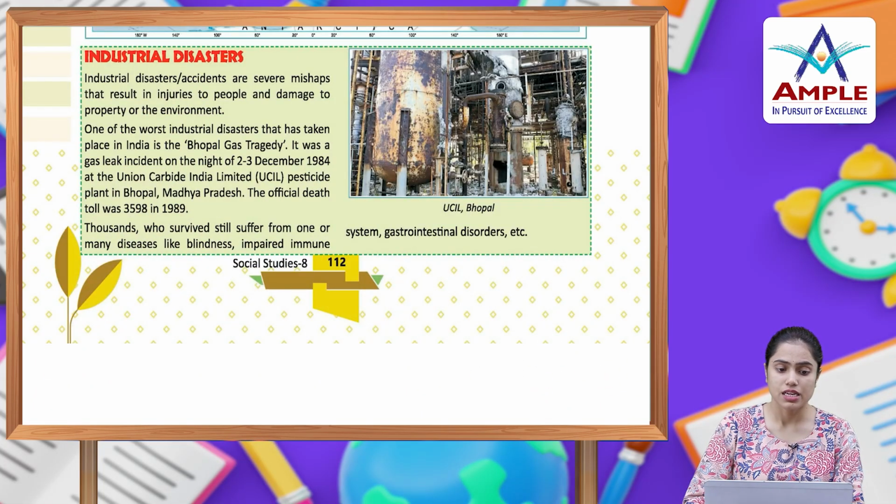Industrial disasters. Industrial disasters or accidents are severe mishaps that result in injuries to people and damage to property or the environment. One of the worst industrial disasters that has taken place in India is the Bhopal gas tragedy. It was a gas leak incident on the night of 2 and 3 December 1984 at the Union Carbide India Limited, UCIL, pesticide plant in Bhopal, Madhya Pradesh. The official death toll was 3598 in 1989. Thousands who survived still suffer from one or many diseases like blindness, impaired immune system, gastrointestinal disorder, etc.